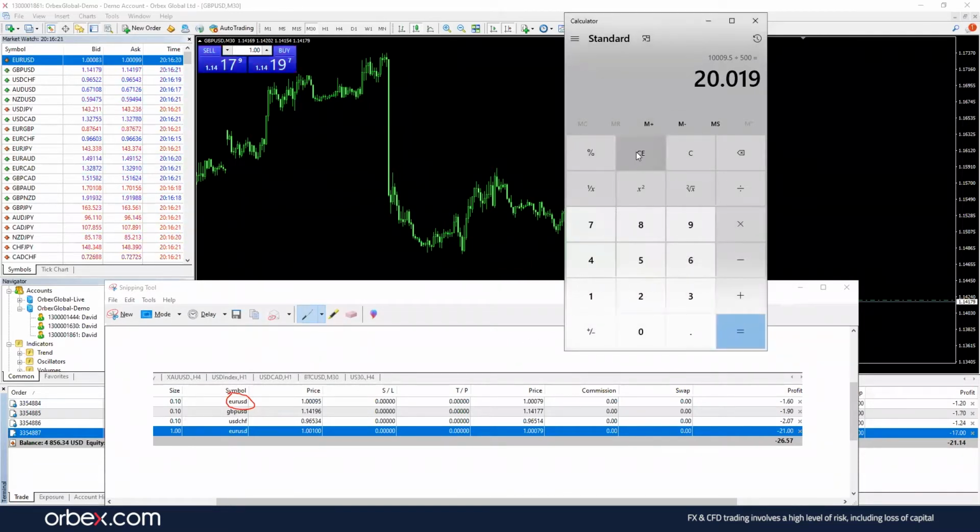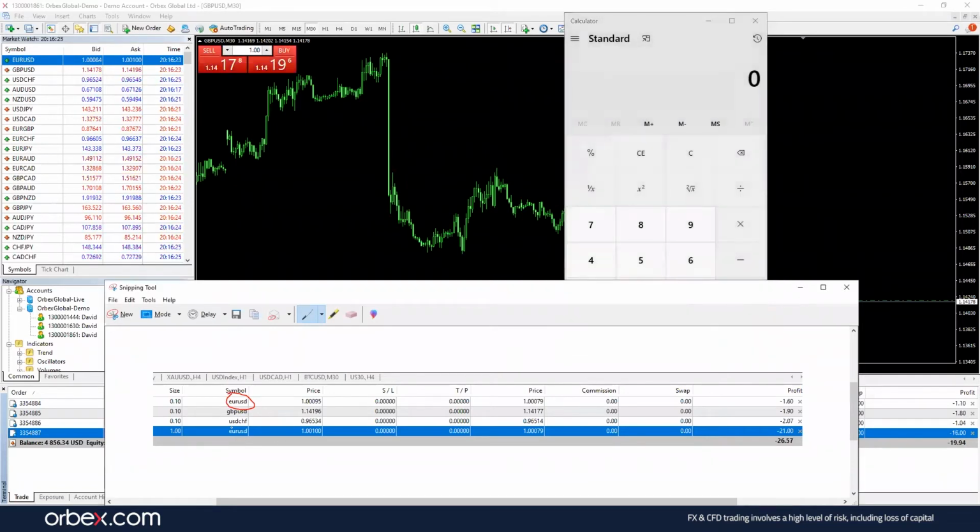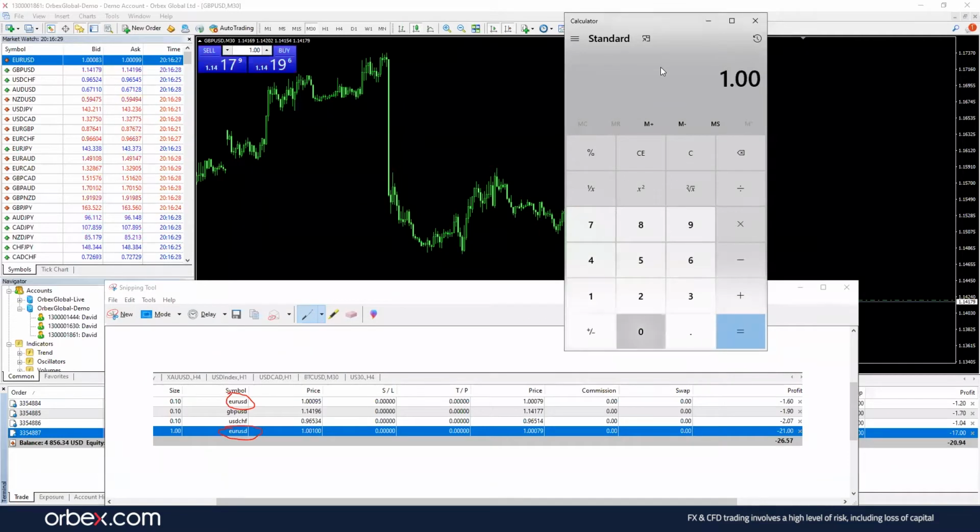But if I go to one lot, so remember $20, but if I go to one lot now on this particular trade here, we've got 1.00100 multiplied by 100,000 and then divided by 500. So as you can see, it's pretty much really quadrupled to $200 margin level.